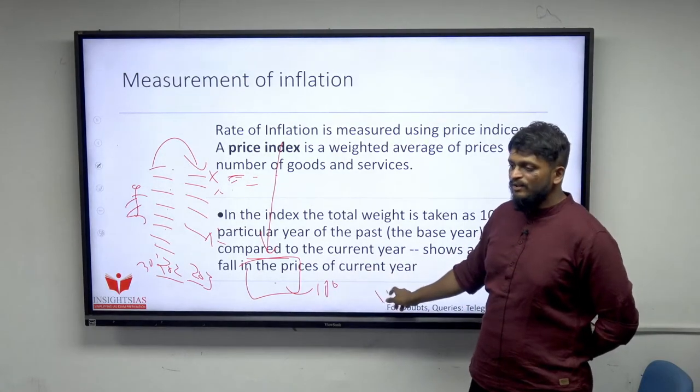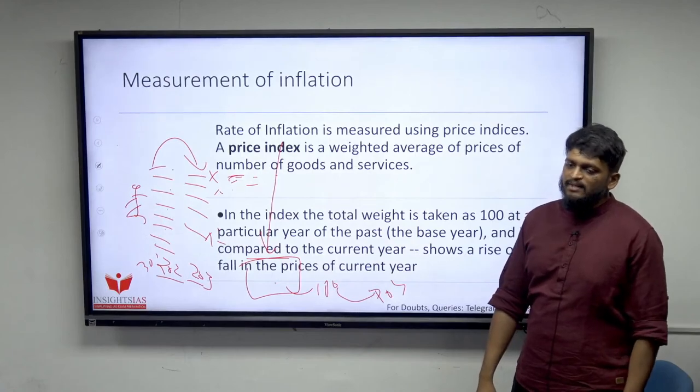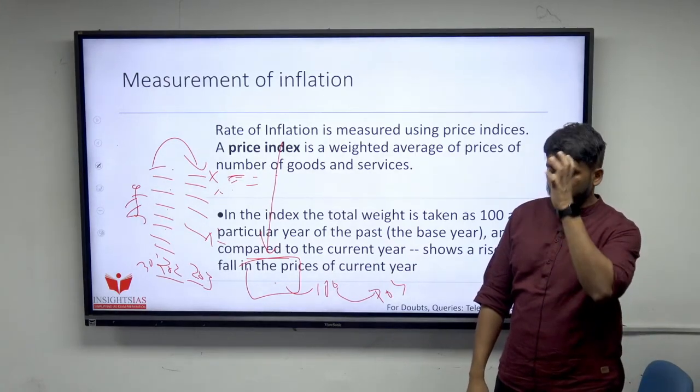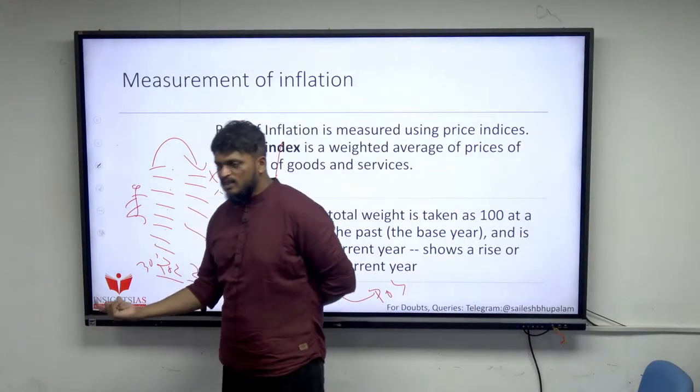Then that will be 103 or something. From 100 to 103, how much percentage increase has happened? 3% is the inflation year on year. This is how we calculate it. But what does base year mean? There is one more thing here.